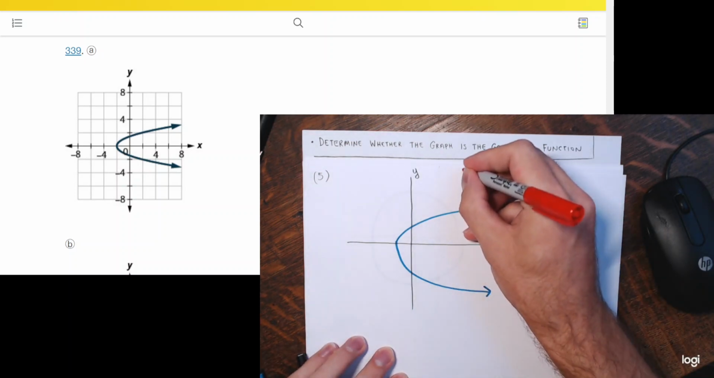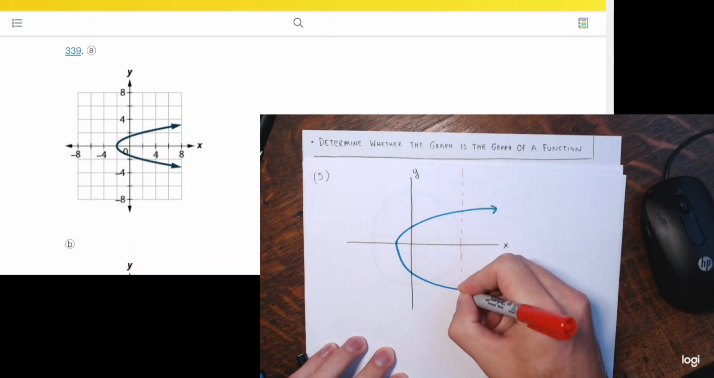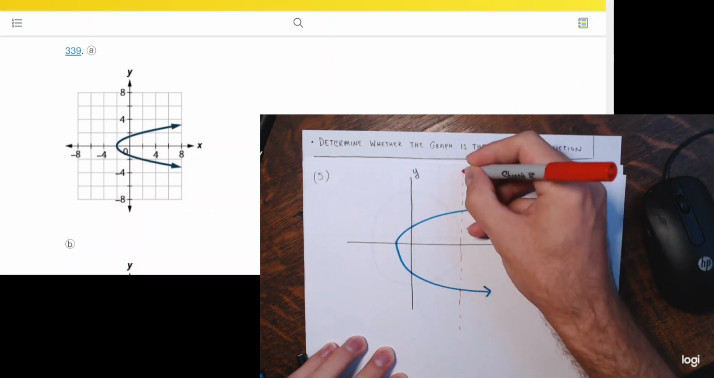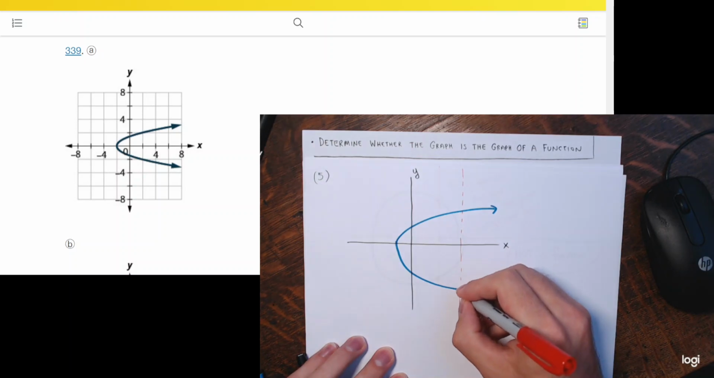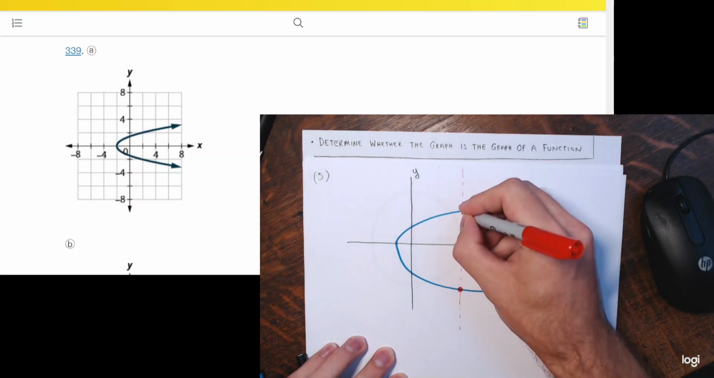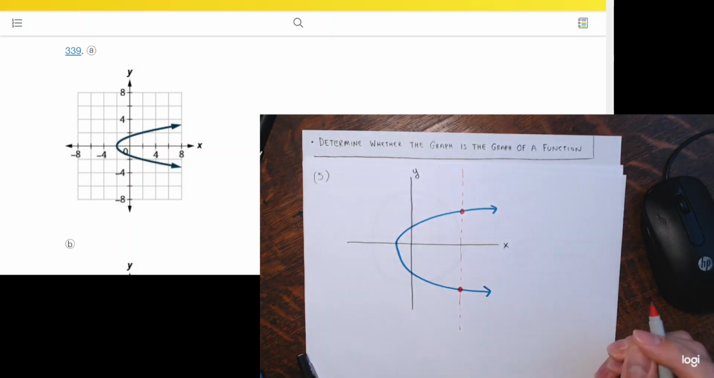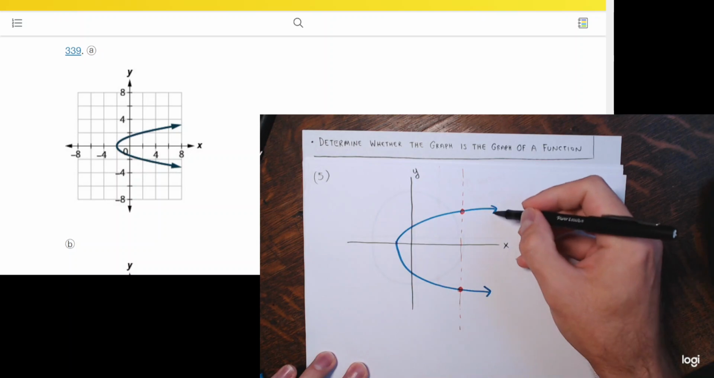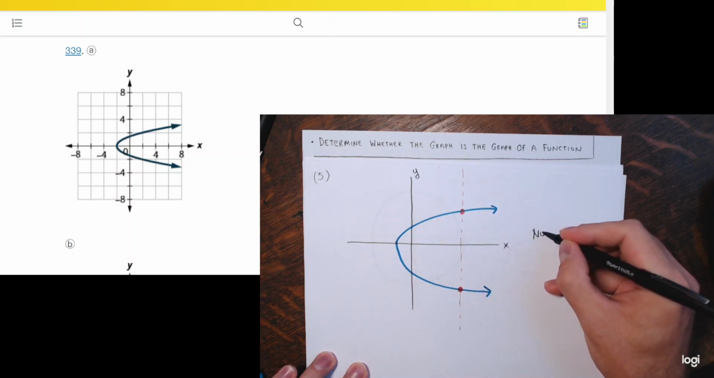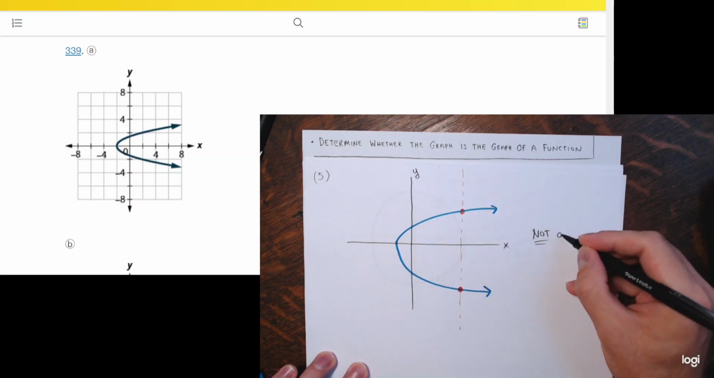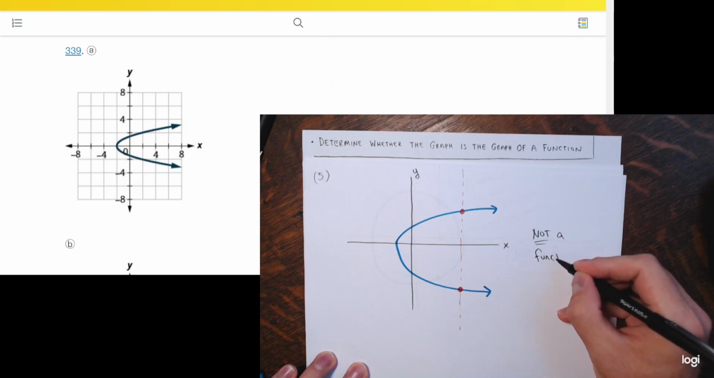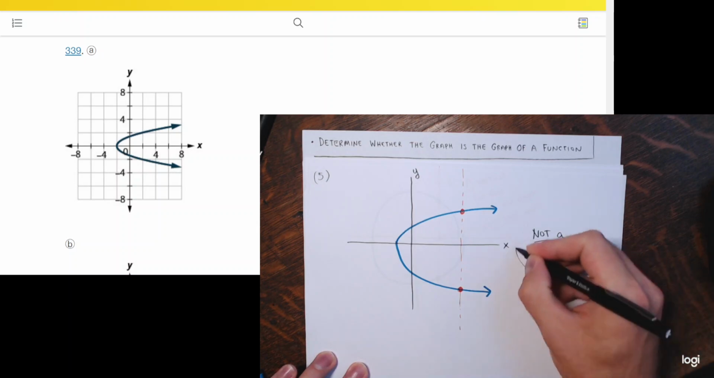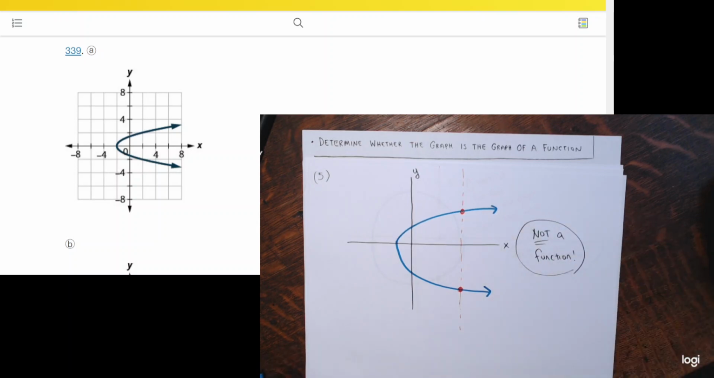Because I can find a vertical line. Here's one. I can find a vertical line that has 2 points of this graph on it, that has more than 1 point of the graph on it. It hits the graph more than once. So this graph I was given, this relation, is not a function by this vertical line test. Very, very simple. I'm going to go a little faster now for the rest of these examples. Should be pretty easy.